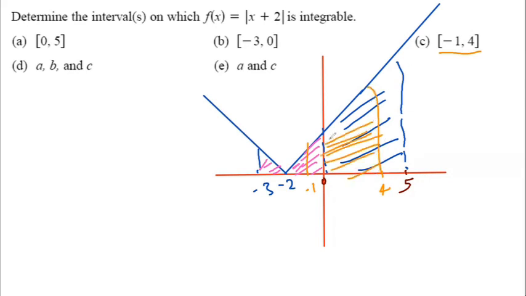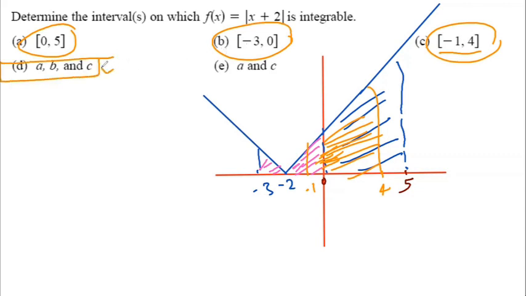This is actually a trick question, because most students would say, okay, 0 to 5 and -1 to 4, that's away from the sharp point. But in fact, this is a continuous function, and you can find the area under the curve for the entire number line. So even from -3 to 0, that's also integrable. So that's the correct option for all intervals. Actually, for the entire number line, you can integrate this function. It's integrable because it's continuous in the first place.